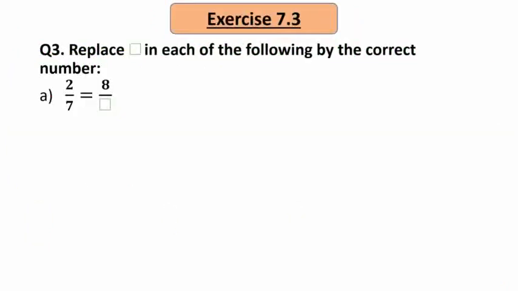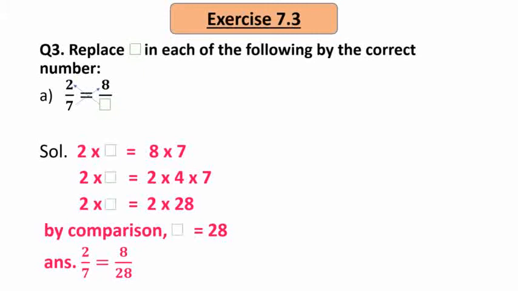Let us solve some examples from exercise 7.3. The first question is question number 3. Replace the box in each of the following by the correct number. The first one is 2 by 7 equal to 8 by box. You have to fill the value in this box. First of all, to get the value of this box we have to cross multiply these values. So 7 is multiplied by 8 and this box is multiplied by 2. So we will get 2 into box. We don't know the value over here, so we have written the box, and we need to find this. And 8 into 7, so we have written here.